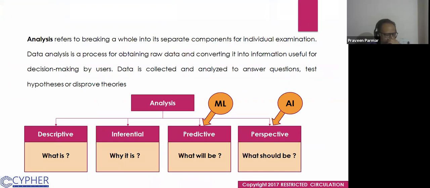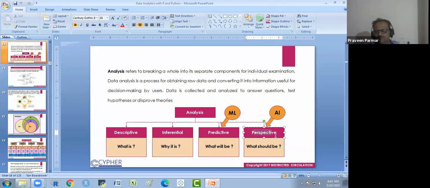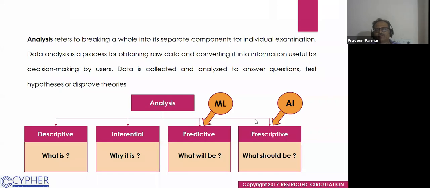Now, as I explained to you in the starting, we have four types of analysis. One is the descriptive analysis. Second is the inferential analysis. Third is the predictive analysis. Fourth is the perspective analysis. Perspective analysis is also called prescriptive analysis, so I write here prescriptive. It would be understandable as prescription. So, prescriptive analysis.